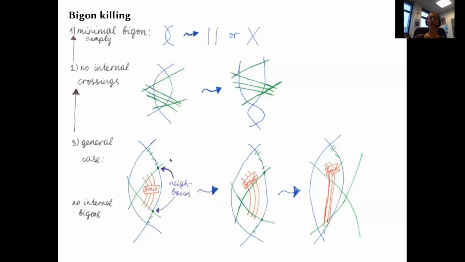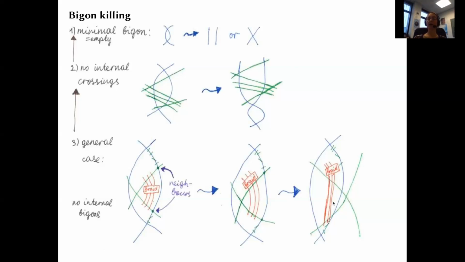And you can take this upper green strand and pull it over this braid, because once again you have this topological Reidemeister-3 move. And then this green crossing, you can pull it to the right using the same topological move.